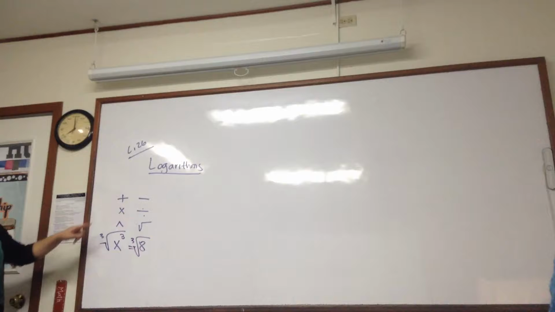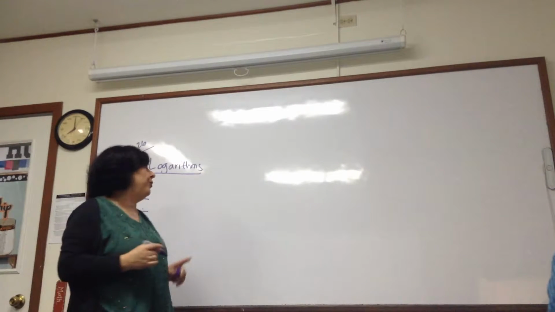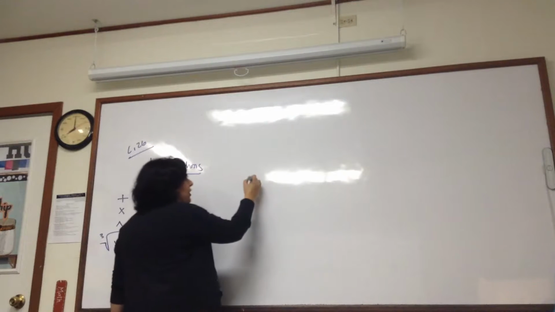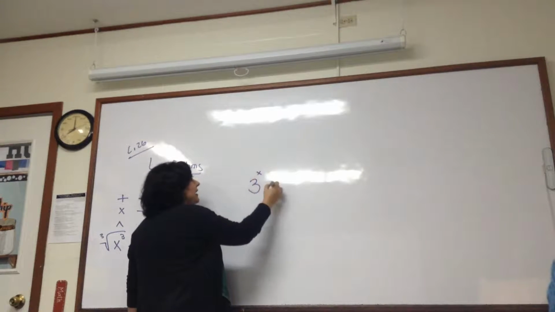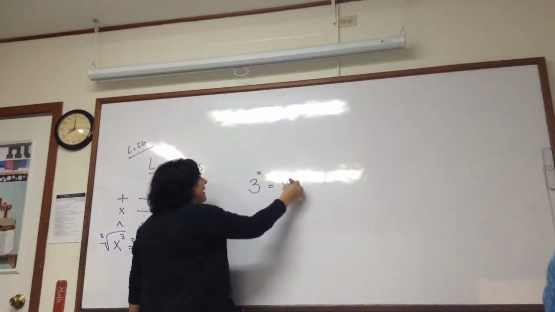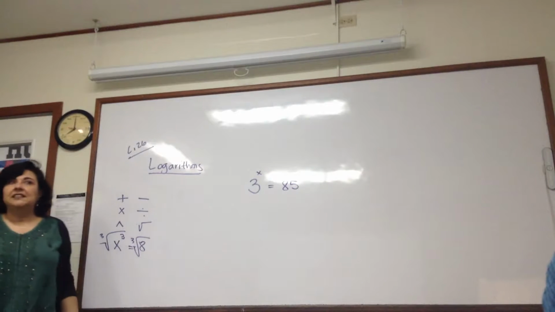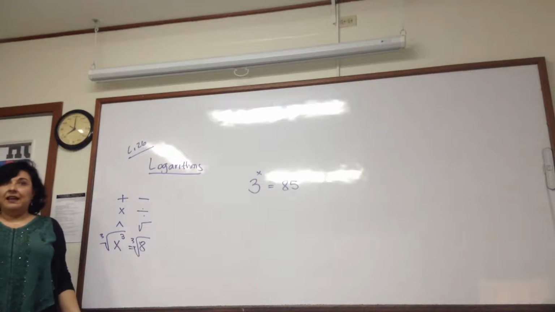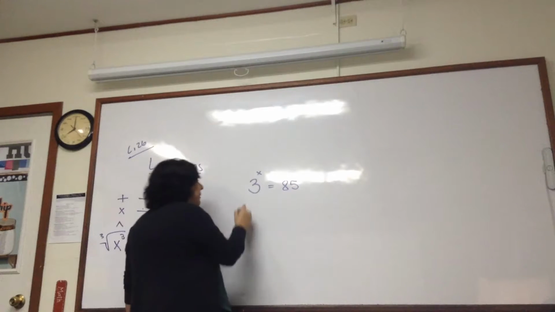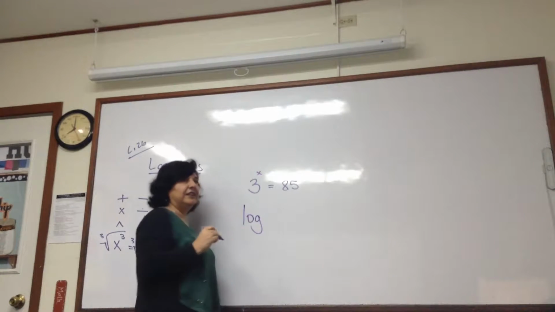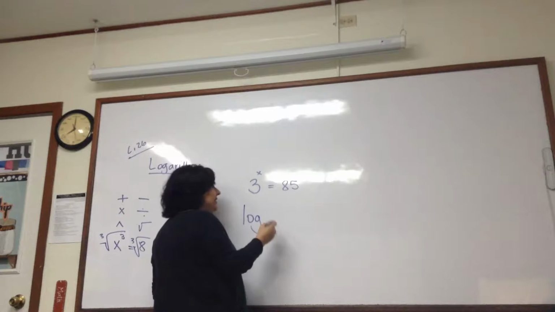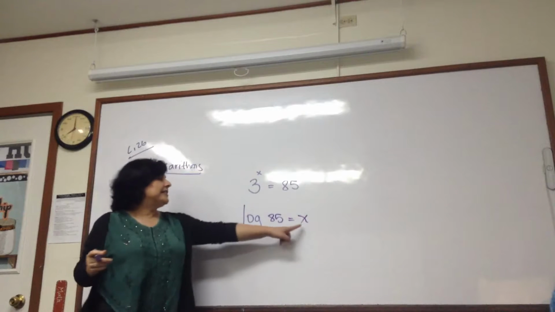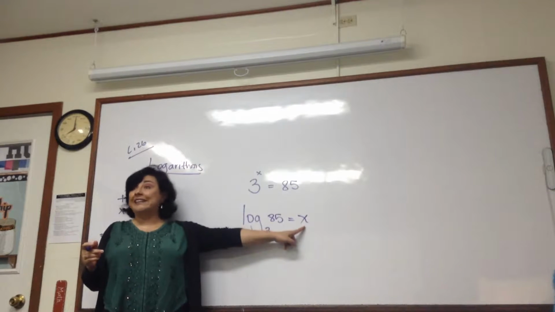Now, what happens, though, when the variable is the exponent? So when you have 3 to the what gives you 85? How do you find that x? Logarithms. They came up with the inverse of that. Log base 3 of 85 equals x, because x is the exponent you're trying to find.